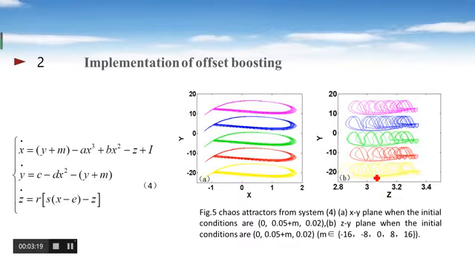Similarly, let y to be y plus m, then the attractor will shift in the dimension of y. Different m just put the attractor in different positions in the dimension of y.